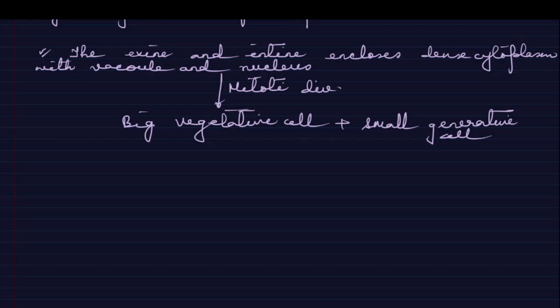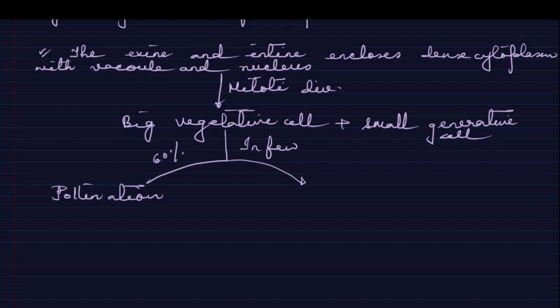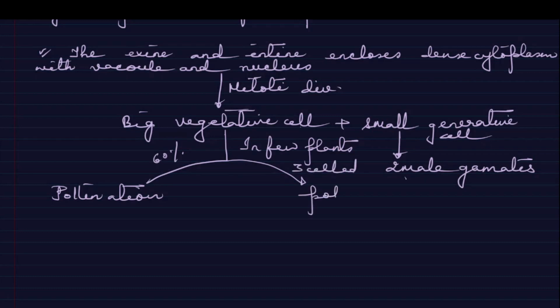Now at this two cell stage, what happens? In 60% of plants at this two cell stage, pollination occurs. And in some plants, that is 40%, in few plants, the small generative cell gives rise to two male gametes. Then how many total cells? 2 plus 1, 3. At the 3 cell stage pollination occurs.